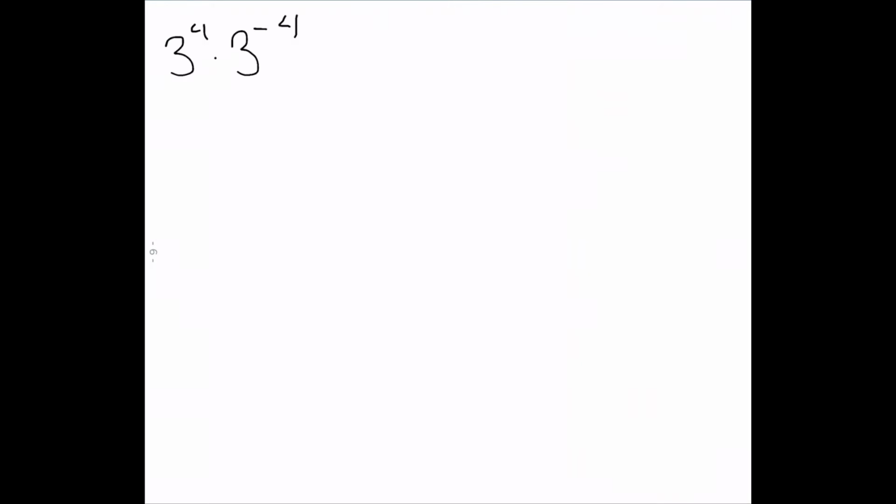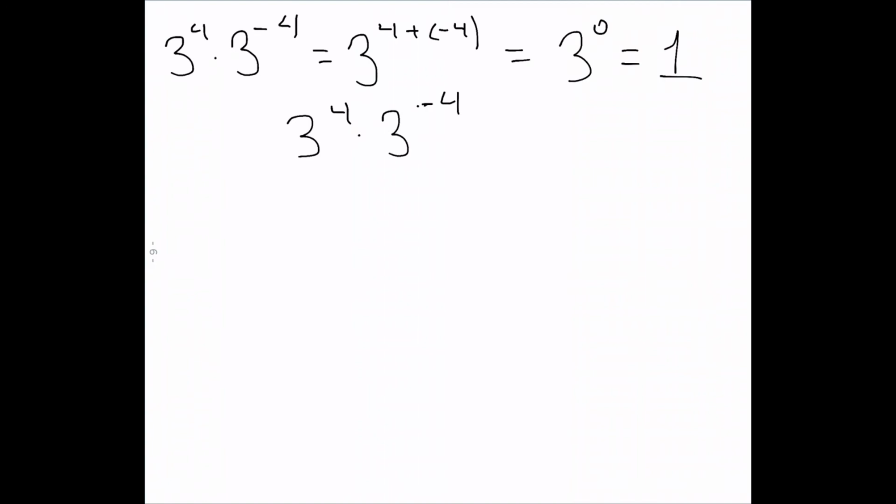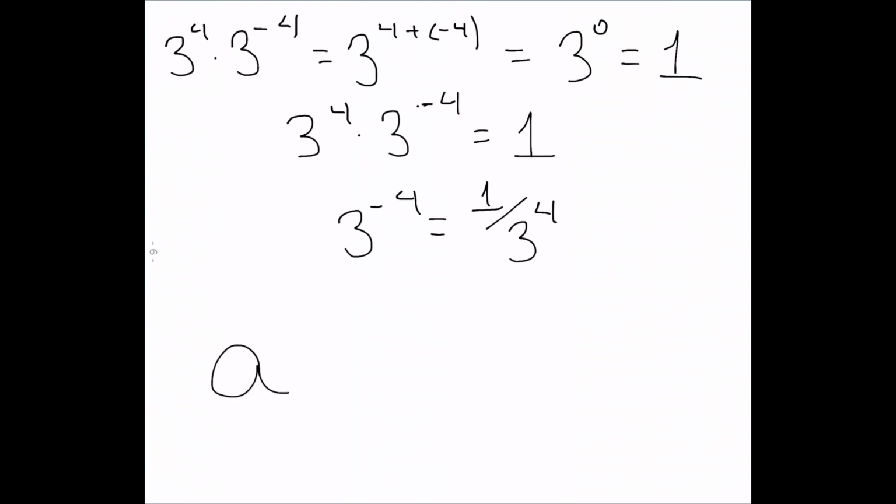Let's think of 3 to the 4th times 3 to the -4th. My multiplication rule says I would add these exponents, so 3 to the 4 plus -4. And 4 plus -4 is 0, and we just said 3 to the 0 is 1. So essentially I have 3 to the 4th times 3 to the -4 is equal to 1. And if I divide both sides by 3 to the 4th, I get that 3 to the -4 is 1 over 3 to the 4th. And once again, this is true no matter what value of n I have. A number raised to a negative exponent is the same thing as saying that that number belongs on the bottom of a fraction.